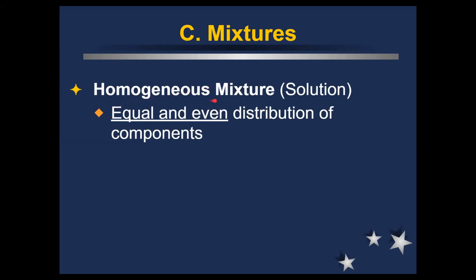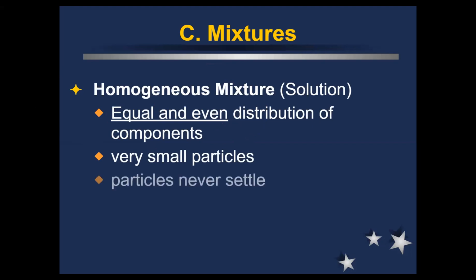So in a homogeneous mixture, all of the different particles are evenly and equally distributed. They're all spread out the same distance apart, essentially. This tends to only happen when you have very, very small particles. When they're really small, they're able to more evenly distance themselves apart. And the particles never separate or settle out from one another.